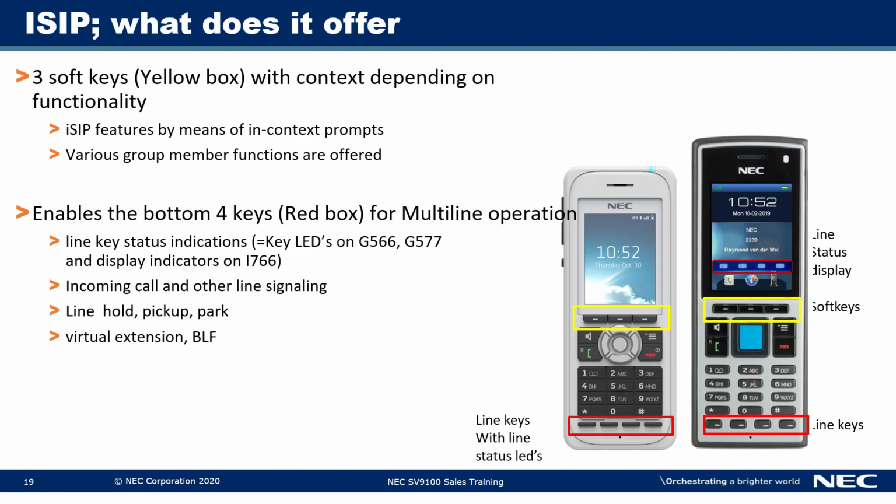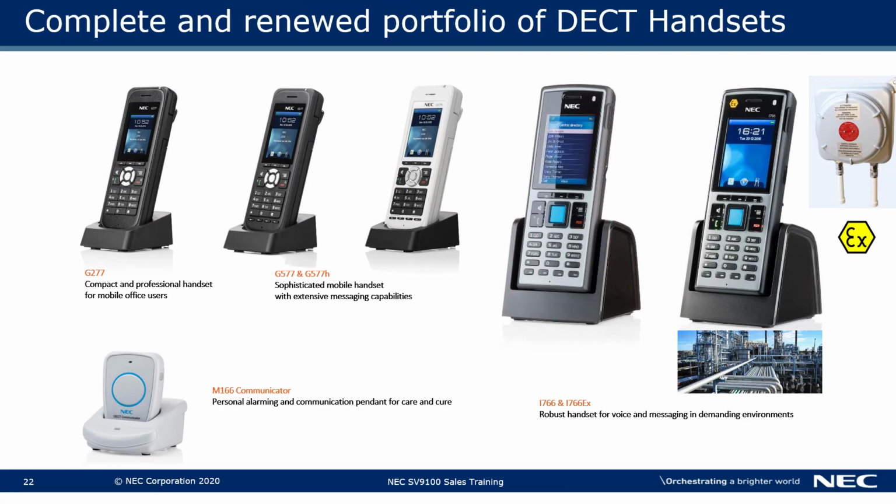So ISIP then makes a DECT handset more like a key phone, and the extra functionality of ISIP is available on the G566, the G577 and I766 handsets. So in terms of handsets then, let's have a look at the NEC range of handsets, and what you'll see from this slide is there's a variety of handsets to suit different users in different circumstances. So let's have a look at the range of handsets.